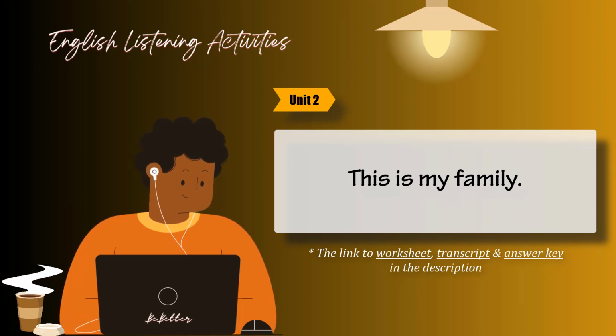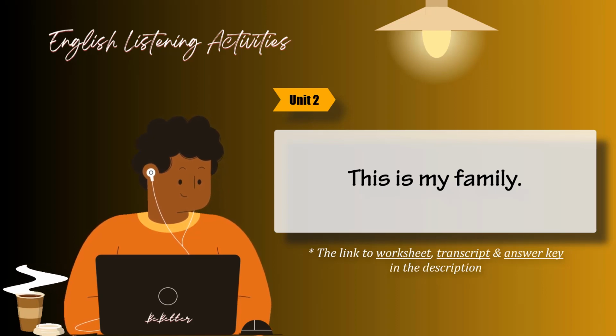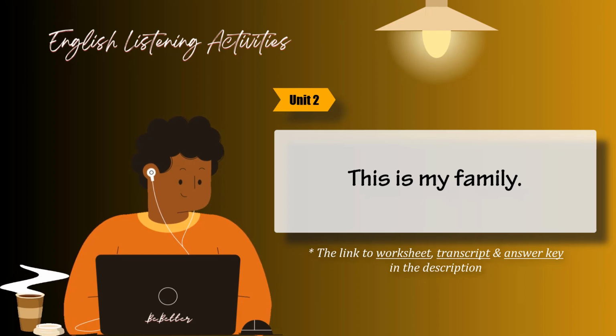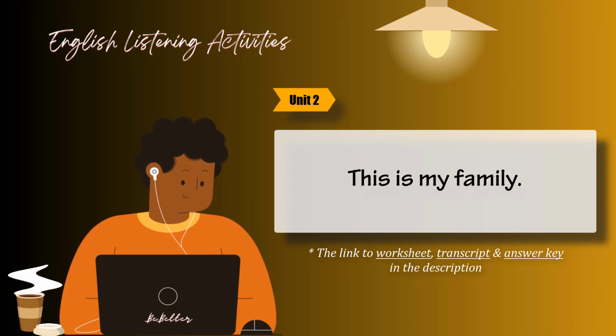Task 3. Listen. You will hear 4 people talking about their families. Number the pictures 1 through 4 in the order you hear them described. Then listen again. How many people can you identify? Label each photo with the correct name.